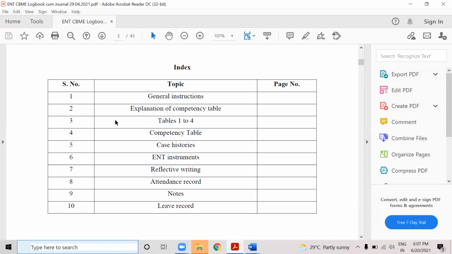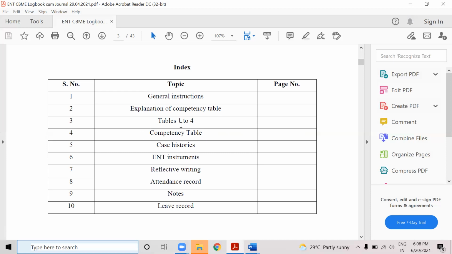Okay, so the next section in my logbook will be the explanation of the competency table. Now this competency table has been given in the logbook module, which is released by NMC and MCI. So how to read that competency table, the student should also know. So I've kept one page on that. Then there are a few tables in which I have described the competencies in the teaching hours and the internal assessment division of marks. So the student should know them. I'll tell these in detail.